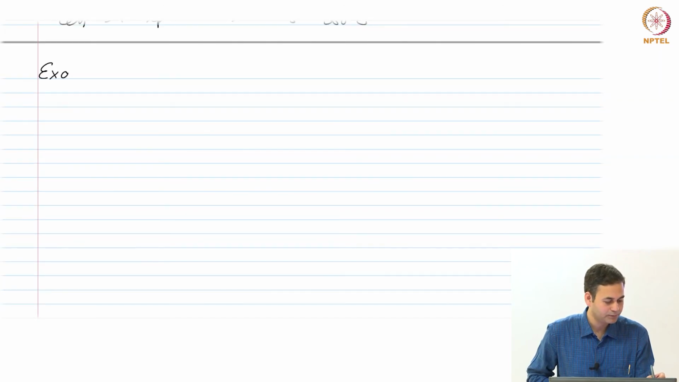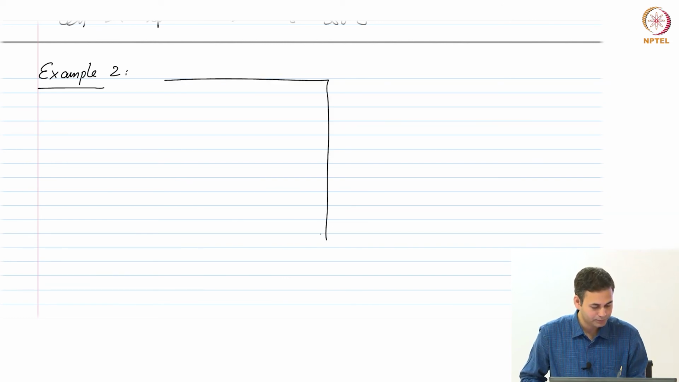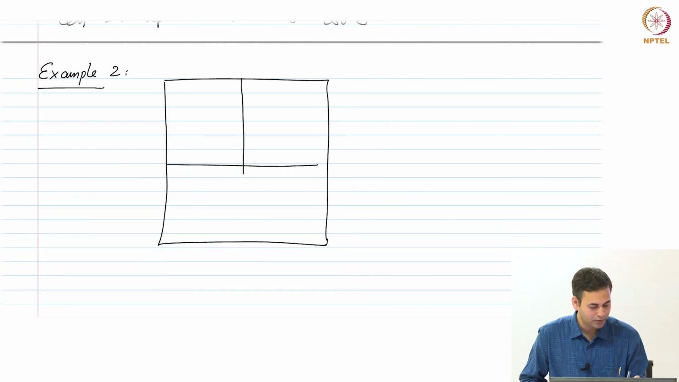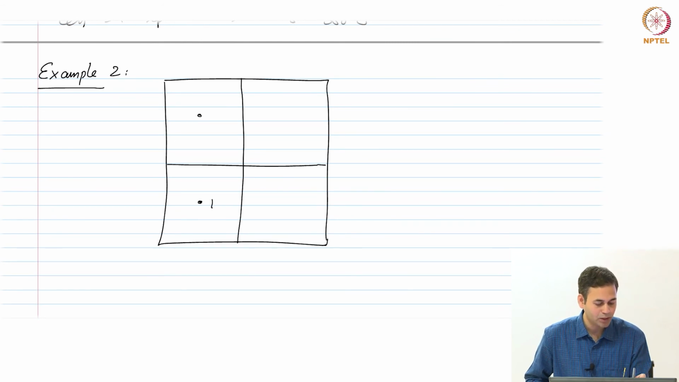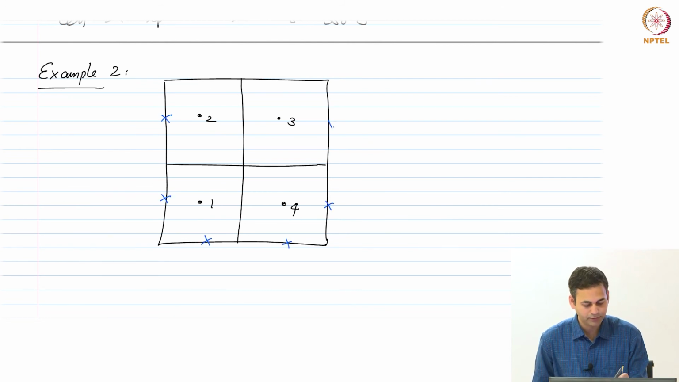So, example 2, again let us consider a 2D domain. We have only 4 cells. Let us call the cells 1, 2, 3, 4, okay, that probably would be easy, okay. And then of course, we have boundaries, these are the boundaries of these faces, okay.